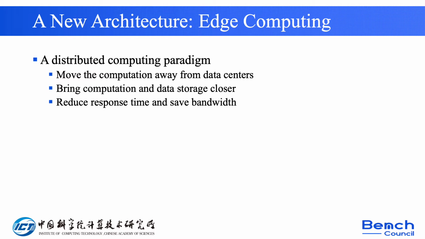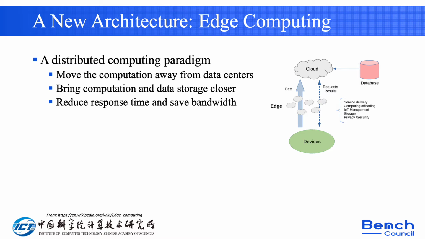Therefore, edge computing architecture emerges as a promising technical framework to overcome the challenges above in cloud computing. The edge computing framework adds a new layer, named the edge computing layer, on the basis of the traditional cloud computing framework. This figure shows the general edge computing framework, which includes three layers: cloud server, edge computing layer, and client-side devices. Edge computing is a new distributed computing paradigm which moves the computation away from data centers and brings the computation and data storage closer to users, so it can improve the response time and save the network bandwidth.